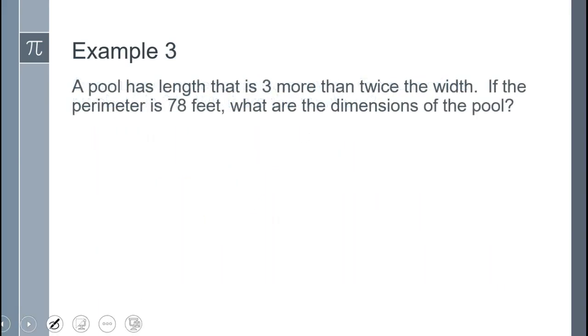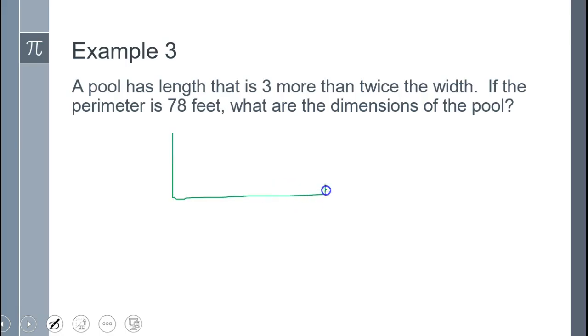Example 3, it's a geometry example. A pool has a length that is 3 more than twice the width. If the perimeter is 78 feet, what are the dimensions of the pool? Okay, for these problems, I find it helpful to draw a picture. I have a pool with a length and a width. I guess it's implied that it's rectangular. It probably should have said a rectangular pool.